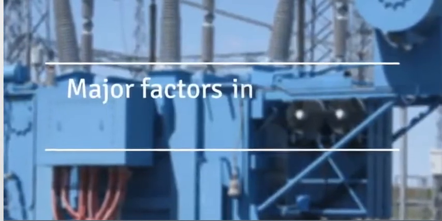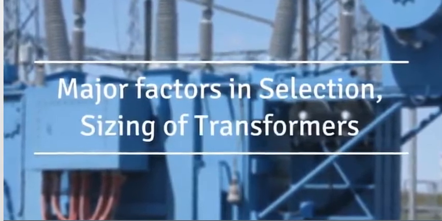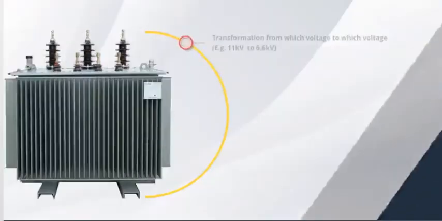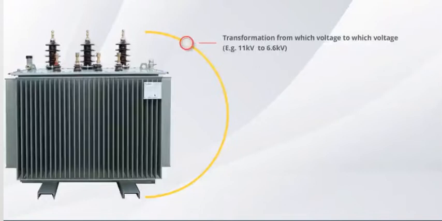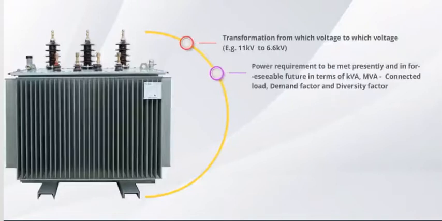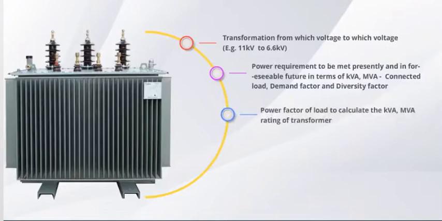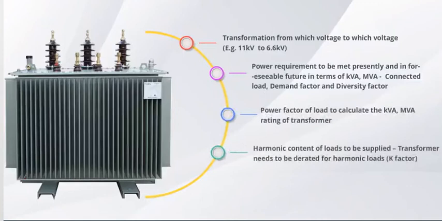Here we have the major factors that affect the selection and sizing of transformers. Transformation from which voltage to which voltage, example 11 kV to 6.6 kV. Power requirement to be met presently and in foreseeable future in terms of kVA, MVA, connected load, demand factor and diversity factor. Power factor of load to calculate the kVA, MVA rating of transformer. Harmonic content of loads to be supplied. Transformer needs to be derated for harmonic loads, K factor.